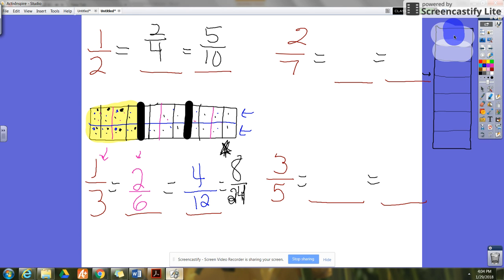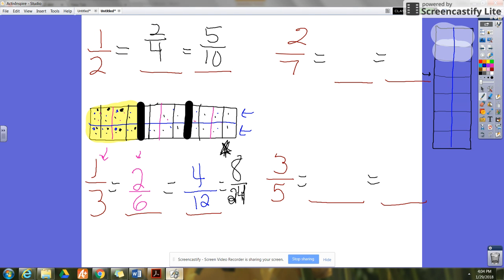Oh, I did it again. I used the highlighter on accident. So I divided it in half like this.